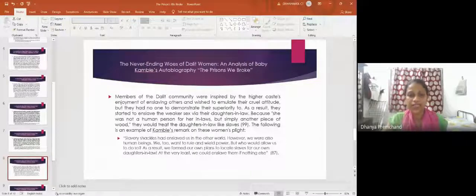Then, members of the Dalit community were inspired by the higher caste enjoyment of enslaving others and wished to emulate their cruel attitude, but they had no one to demonstrate their superiority.